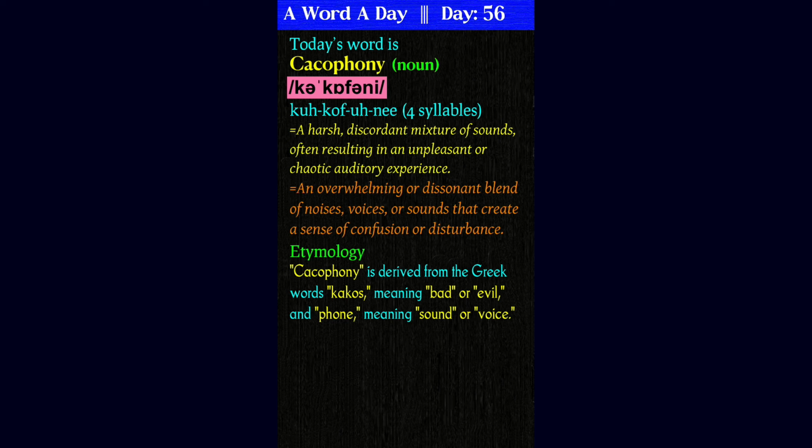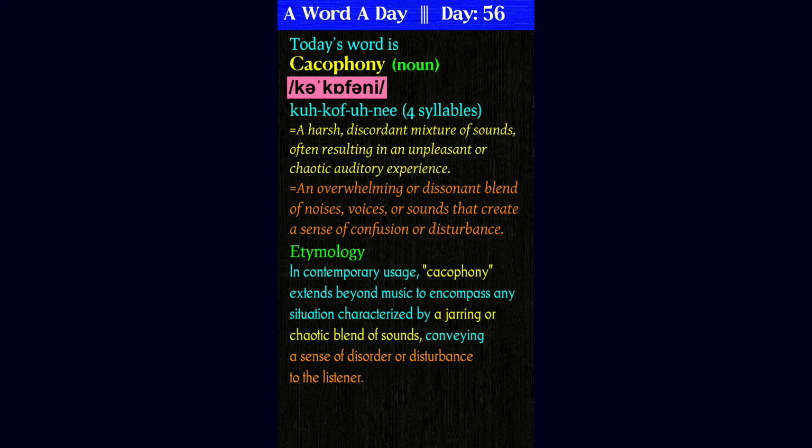Etymology: Cacophony is derived from the Greek words kakos, meaning bad or evil, and phone, meaning sound or voice. The term cacophony combines these roots to convey the notion of unpleasant or discordant sounds. Originally, cacophony was associated with describing harsh or unpleasant auditory experiences, often in the context of music or noise. In contemporary usage, cacophony extends beyond music to encompass any situation characterized by a jarring or chaotic blend of sounds, conveying a sense of disorder or disturbance to the listener.